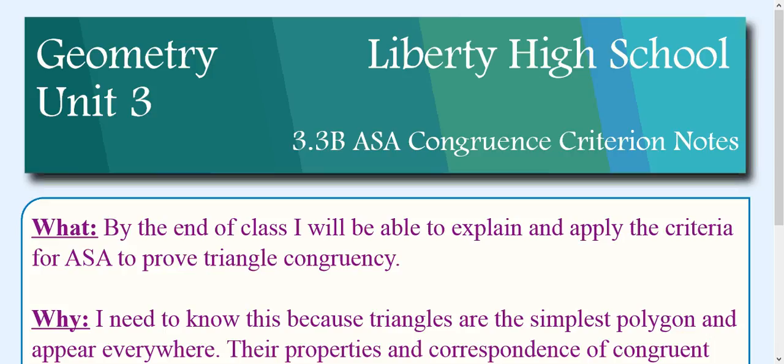So this lesson's a lot like our last lesson. This time, though, we are focusing on ASA. Last time it was SSS and SAS. So today we're going to add on to it. We're going to add in ASA, angle, side, angle.